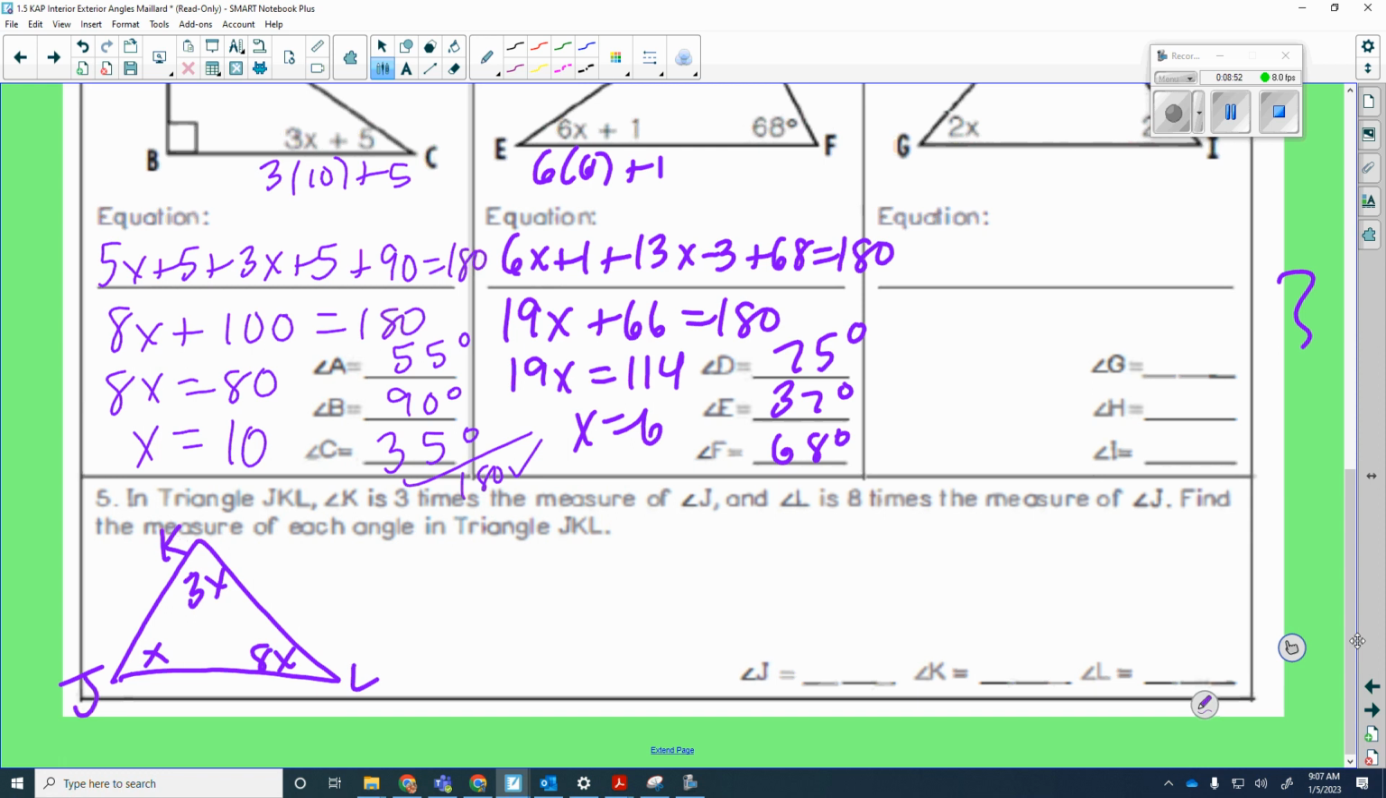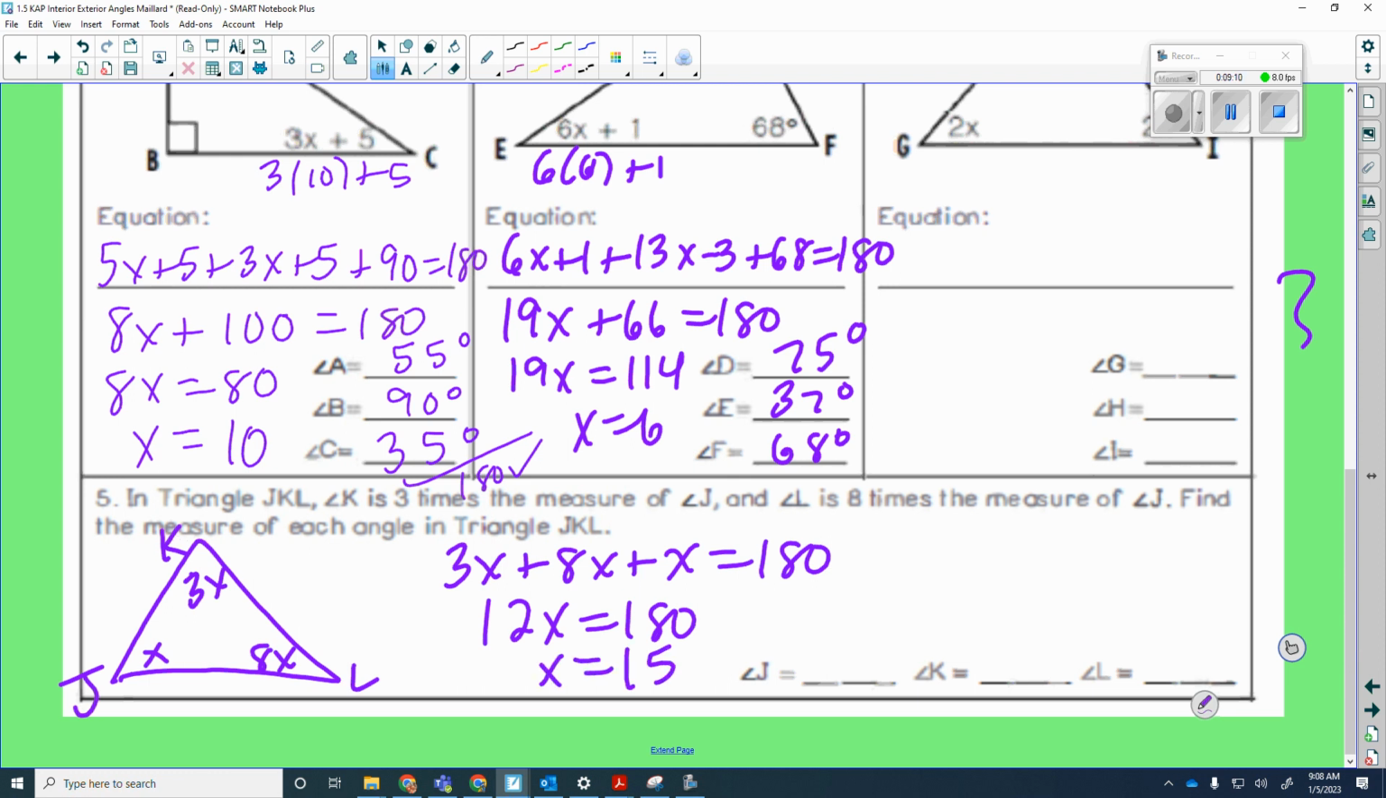Yeah. So what's our equation? Good. Combine like terms, so that would be what? 12x. And 180 divided by 12 is 15.